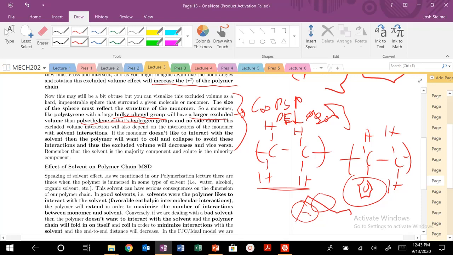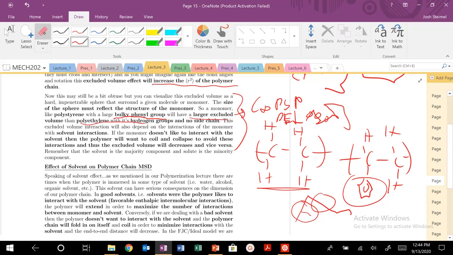Same thing for your bond angles as well, as we talked about. So always think about not only bond stiffness, but bond rotation and excluded volume. How bulky are these side chains? How difficult is it to rotate? Are there molecular interactions that could possibly be in play as well that make it more difficult to rotate? So those are key things to play around with.